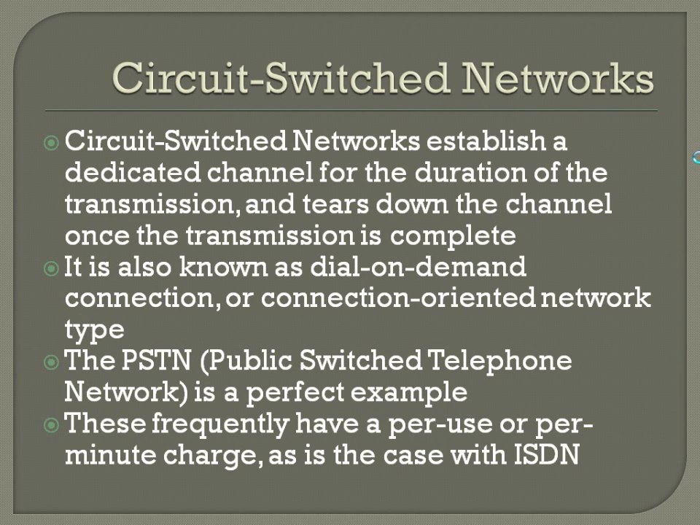You also have circuit switch networks. Circuit switch networks establish a dedicated channel for the duration of the transmission and tear down the channel once the transmission is complete. It's also known as dial-on-demand or a connection-oriented network type. The PSTN, or the public switch telephone network, is a perfect example of this. If you need to make a phone call, the line is not open until you pick it up off the receiver, and it creates dial tone, and you dial your numbers, and when you're done, either you or the other person hangs up, and it breaks down that connection. So it's only there whenever you're using it. These frequently have a per use or per minute charge, as is the case with ISDN.